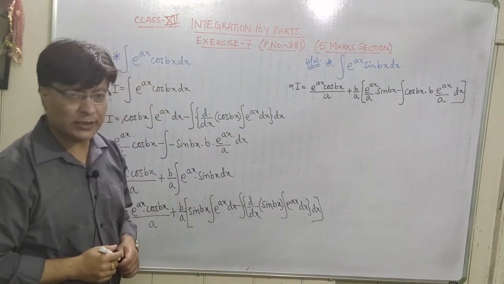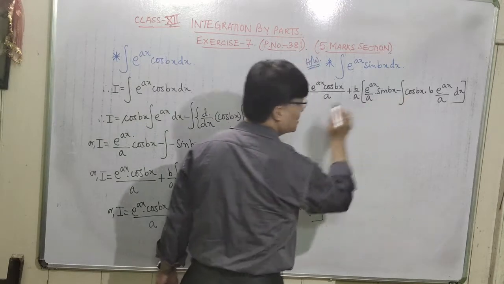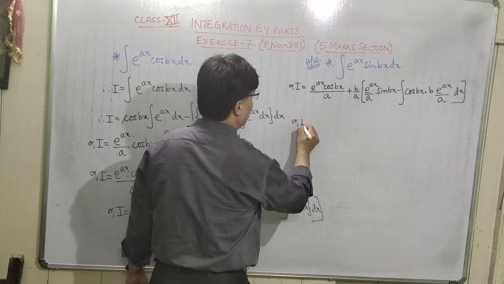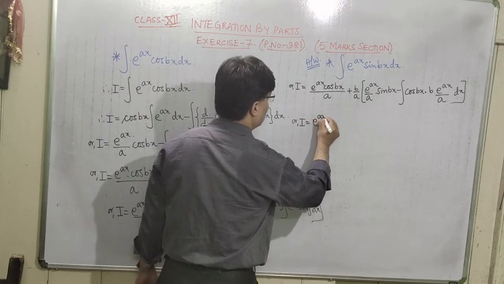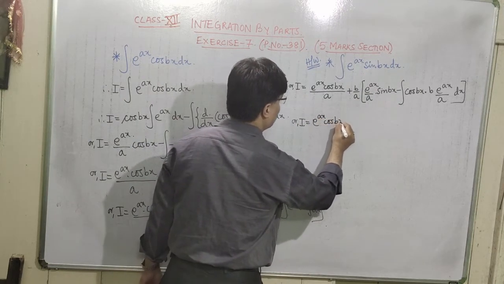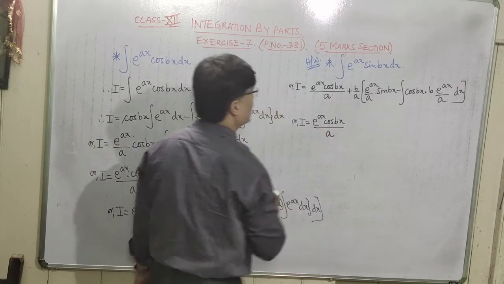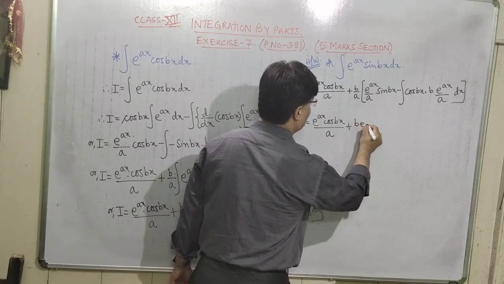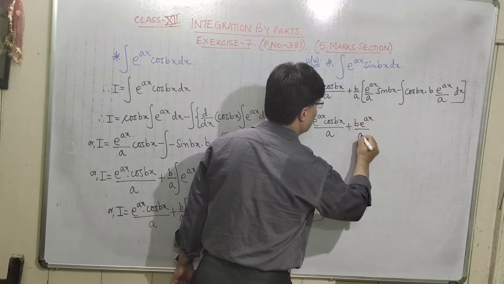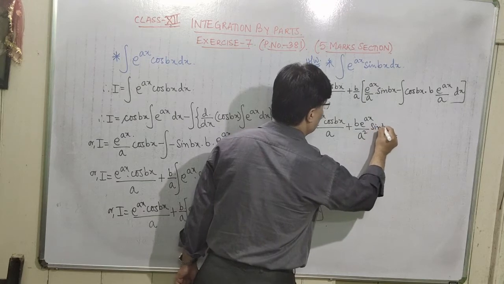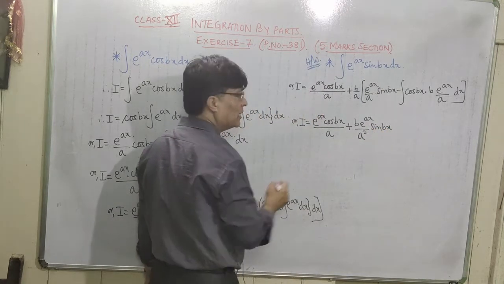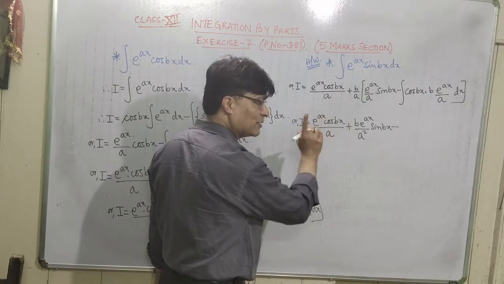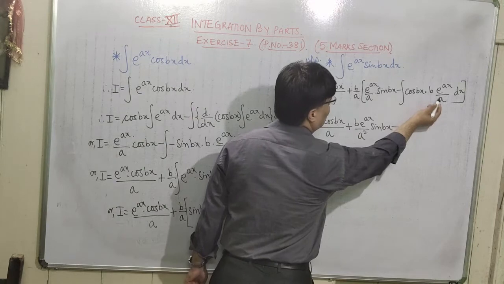So I think you have understood it. So let us open this bracket. Let us multiply this expression by b by a, or I is equal to e to the power ax cos bx divided by a, right? Then plus b e to the power ax divided by a square sin bx, okay? Then plus into minus, minus, right? So this is also b by a.